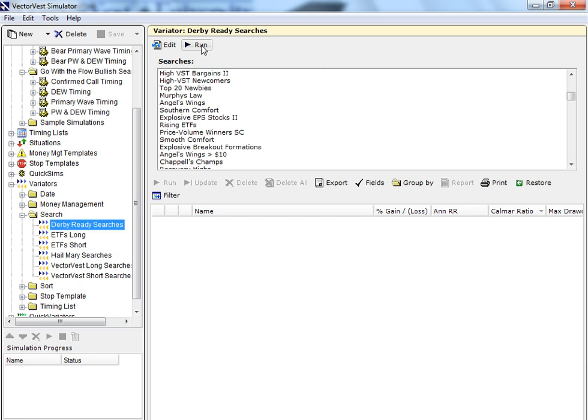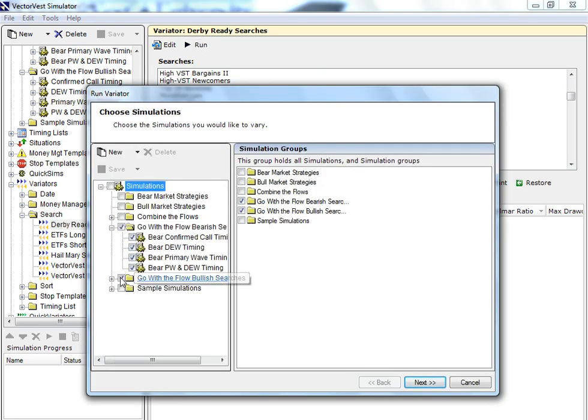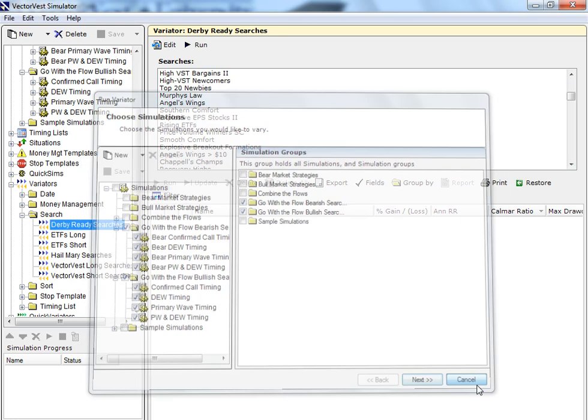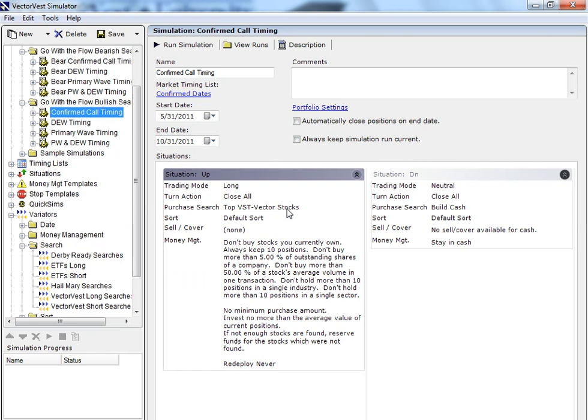And so I ran this list of searches against all of my Go with the Flow bearish searches and against all of my Go with the Flow bullish searches. And what this does for me is that one at a time, it'll rotate each of those searches into the purchase search slot and rerun the test for me. So let's look at some of the results, and we'll start with the bullish searches.